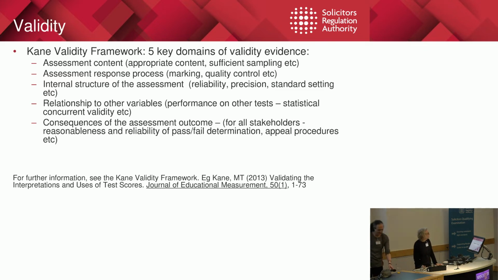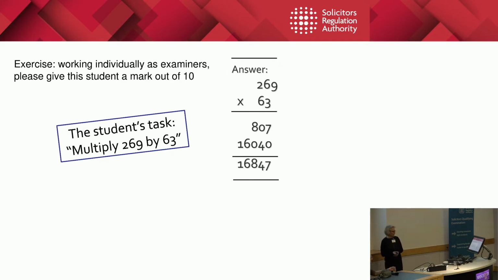Sorry, I'm taking too long. So just quickly, I'll say something about marking. What I was going to say about marking was relatively short. I have an exercise for everybody to do. If you can remember how to do long multiplication, the task is to multiply 269 by 63. The answer the student's given is on the right-hand side. Just individually, give it a mark out of 10. You can use your phones.